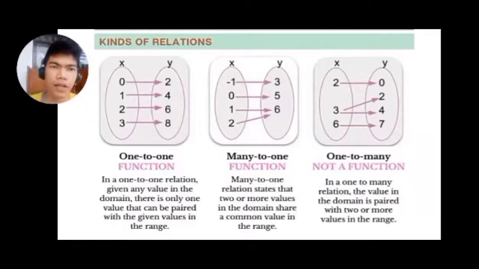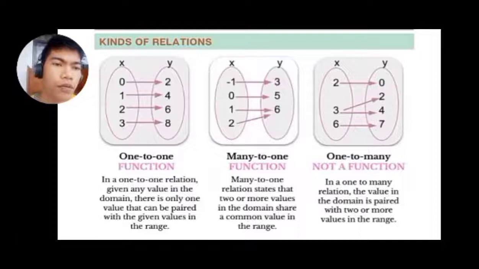So, kinds of relations. Ito po ang kinds of relations. One-to-one functions. One-to-one function is a one-to-one relation. Given any value in the domain, there is only one value that can be paired with the given values in the range. So tig-iisa lang po sila dapat. 0 to 2, 1 to 4, 2 to 6, 3 to 8.